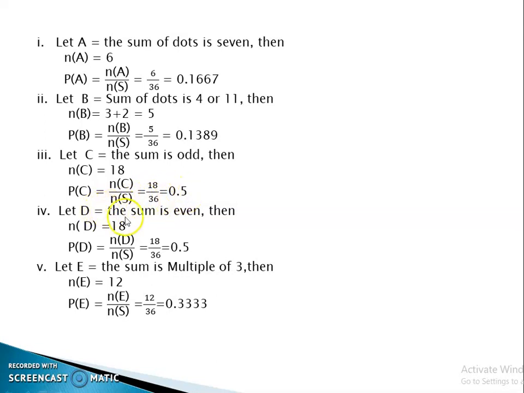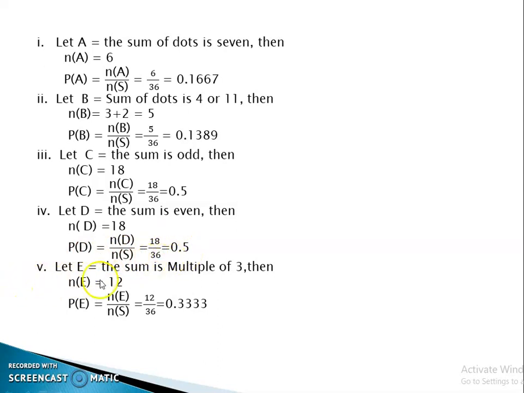Similarly, let D denote the event that the sum is even. Since there are 18 odd numbers in the sample space, the remaining 18 are even numbers. In this case also, the favorable outcomes are 18 and total possible outcomes are 36. So probability of D is equal to 18 over 36, which is equal to 0.5.